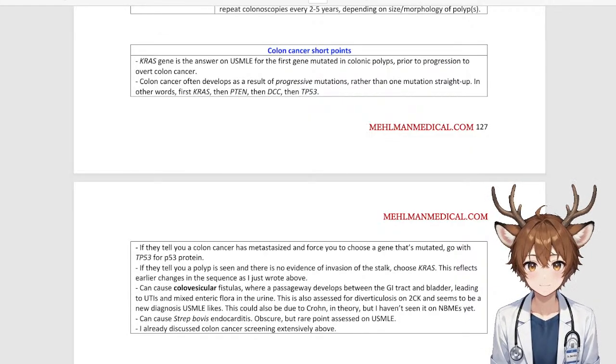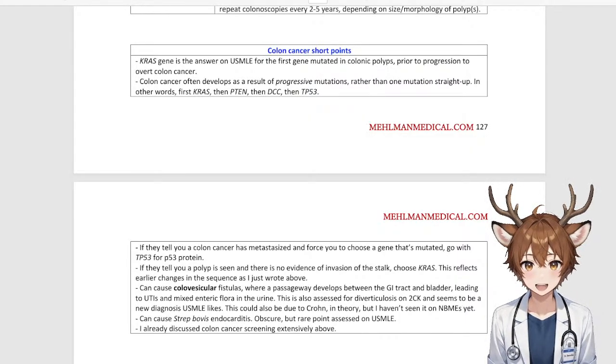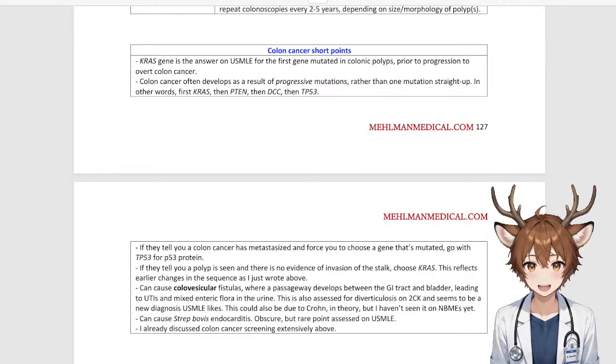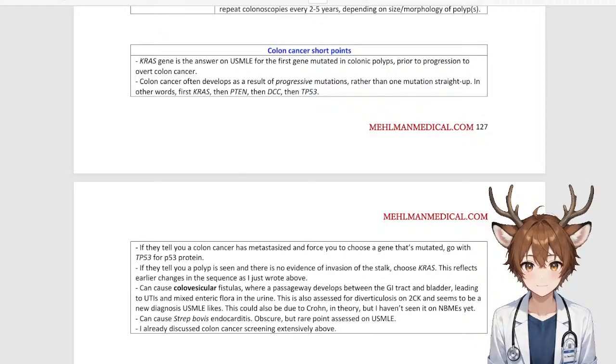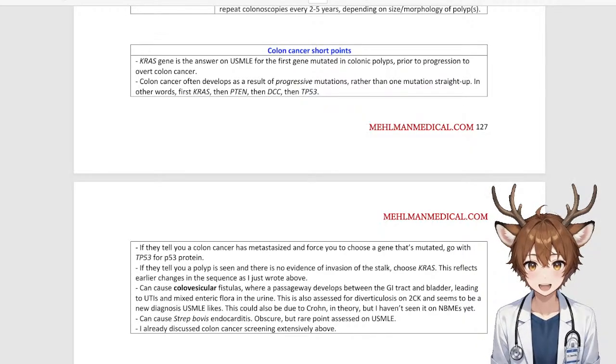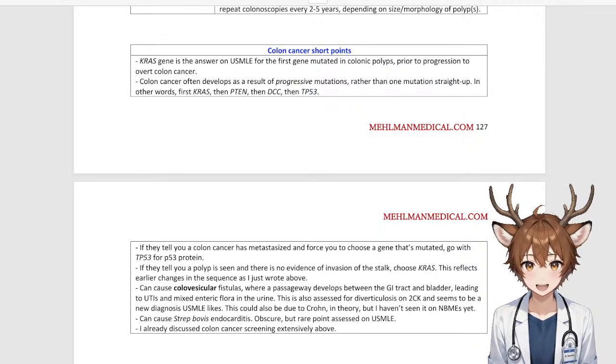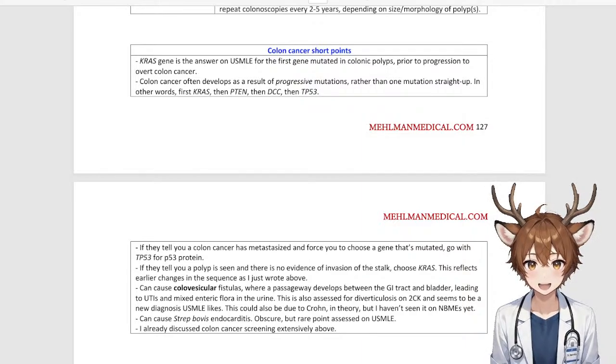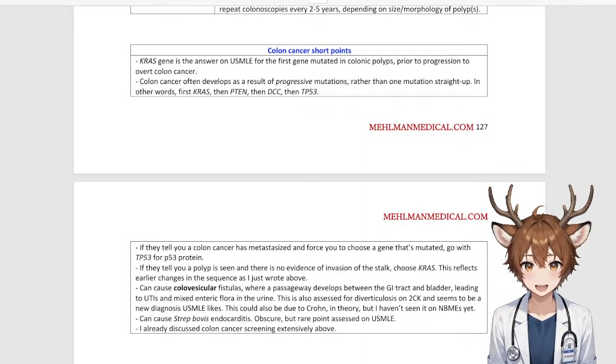Can cause colovesicular fistulas, where there is a passageway that develops between the GI tract and the bladder, leading to UTIs and mixed enteric flora in the urine. This is also assessed for diverticulosis on 2CK and seems to be a new diagnosis USMLE likes. This could also be done by Crohn's disease in theory, but I haven't seen it on NBMEs yet.